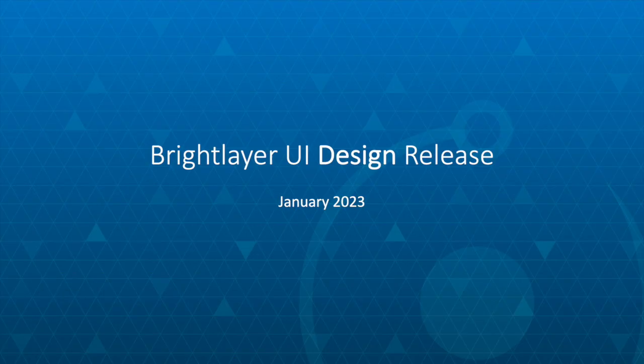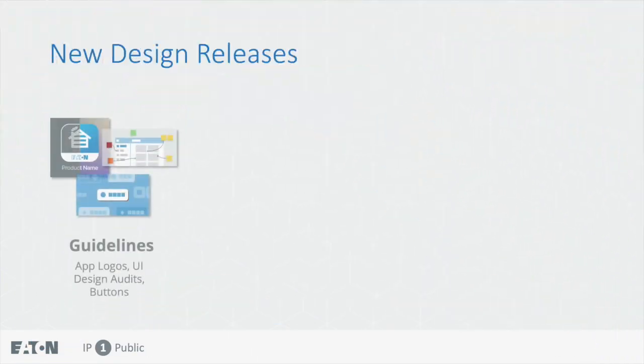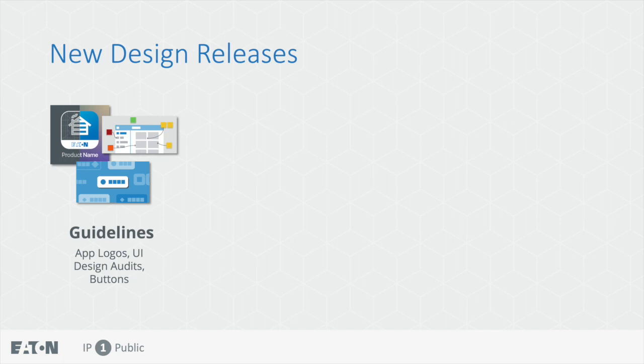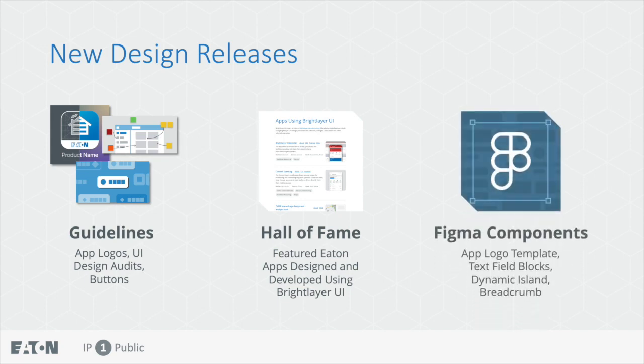We are more than excited to bring you our latest design updates on Brightlayer UI. This includes 3 new guidelines for our documentation site, for how to design app logos, how to prepare, request, conduct, and interpret UI design audits, and how to use buttons. We added a Hall of Fame page on our website too, featuring a list of Eaton digital products designed and developed using Brightlayer UI. And last but not least, for our Figma users, we added 4 different components to help you design and prototype faster. Without further ado, let's jump into it.